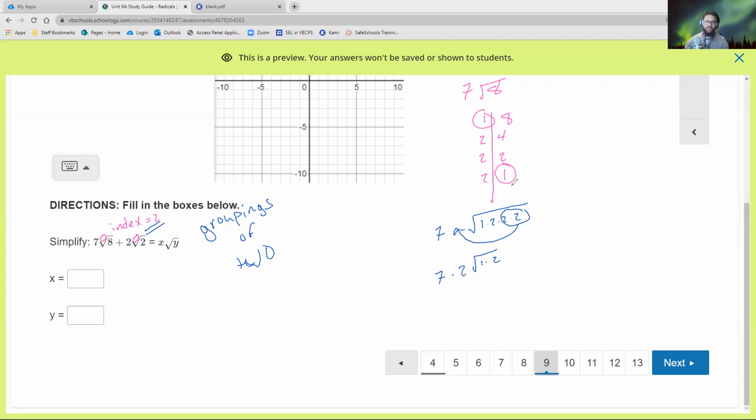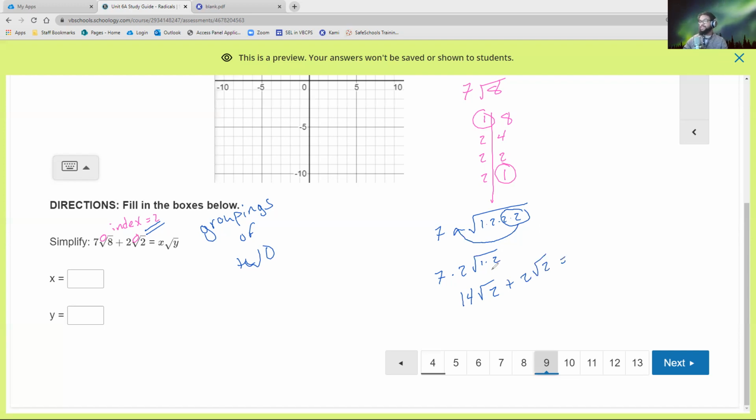And then our next step is just go ahead and solve everything that we have written out. 7 times 2 is 14 on the outside, and then on the inside, 1 times 2 is 2. And then finally, we can do the operation. We've got 14 root 2 plus 2 root 2 is equal to, and then we need to figure out what that x and y is going to be.